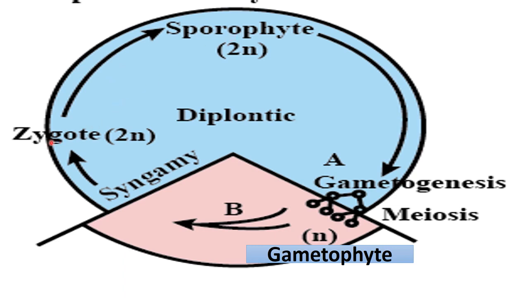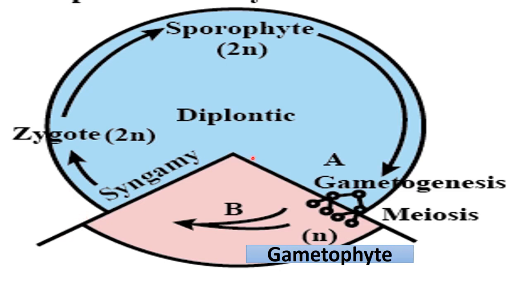Zygote develops to form the embryo, and that embryo gives rise to a complete sporophyte plant body, right? So this complete structure, starting from the zygote and this sporophyte and up to the meiosis division, this is the complete diploid phase in plant life cycle. And haploid phase is represented only by this portion where the gametophyte is formed. One or a few celled gametophyte is formed here.